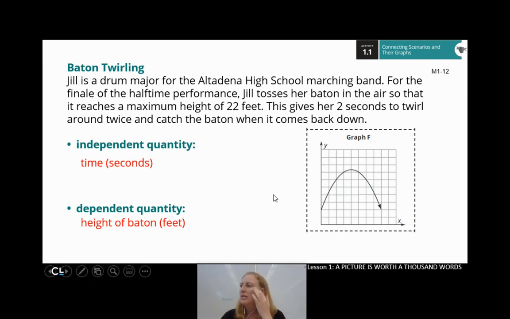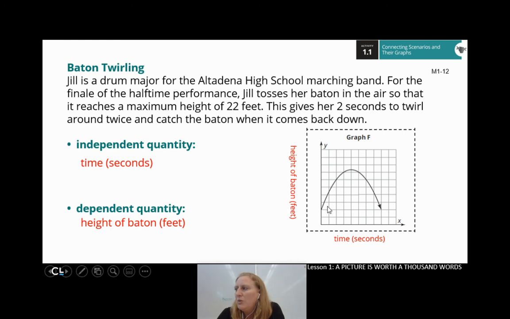Yay. And notice it doesn't hit the ground, right? She's catching it. She has it in her hand and she throws it and then she catches it. So theoretically, that baton is not going to hit the ground. It's not going to reach zero. We hope. So my x-axis is the time measured in seconds. My y-axis is the height of the baton measured in feet.